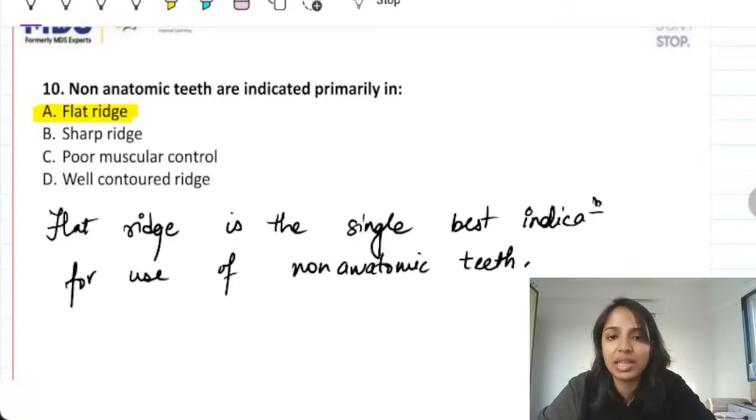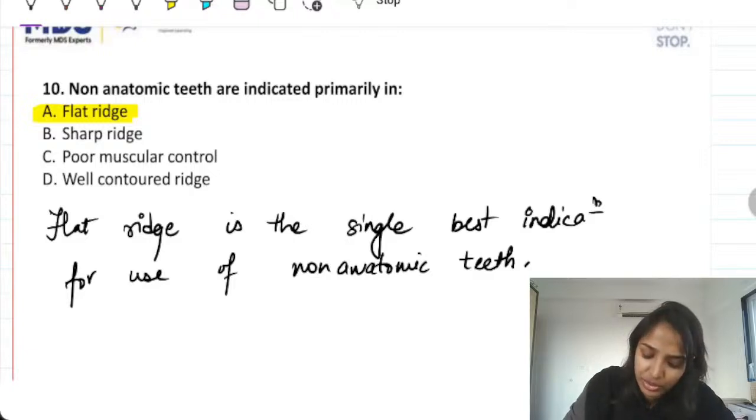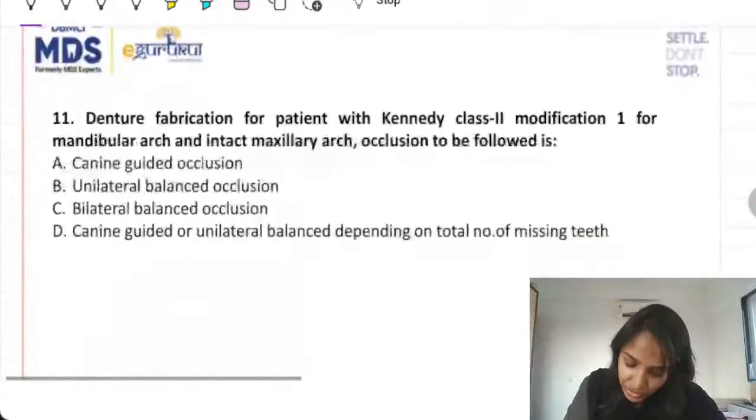ridge. Reason is that by non-anatomic teeth, you want to reduce lateral forces, right? So that is the reason for it. So answer is flat ridge.